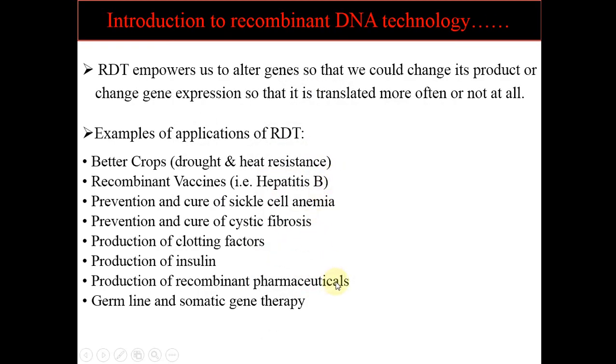These are the applications of recombinant DNA technology. It is used for betterment of crops, for recombinant vaccine production, for prevention and cure of different diseases like cystic fibrosis, sickle cell anemia, and for production of industrially important proteins that can be used as pharmaceuticals, like monoclonal antibodies, blood clotting factors, insulin, and so on.